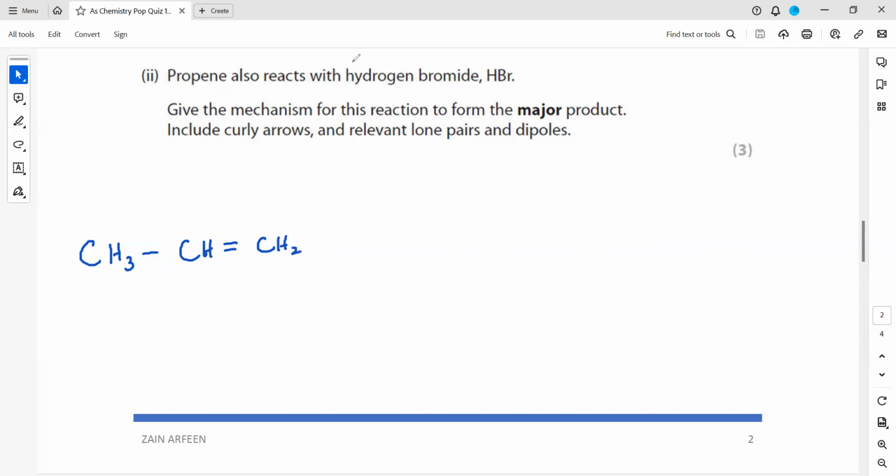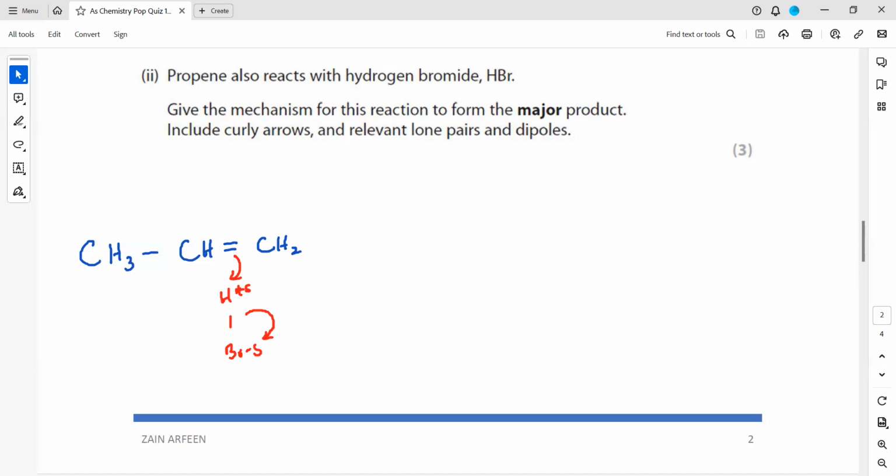Now, when HBr is there, hydrogen will be partial positive and bromine will be partial negative. So bromine will take both of the shared pair, and the hydrogen is attracted towards the electron-rich side. So we call this an electrophile. Drawing the arrow is important: from the double bond towards the positive center, and from the shared pair between hydrogen and bromine towards the bromine.